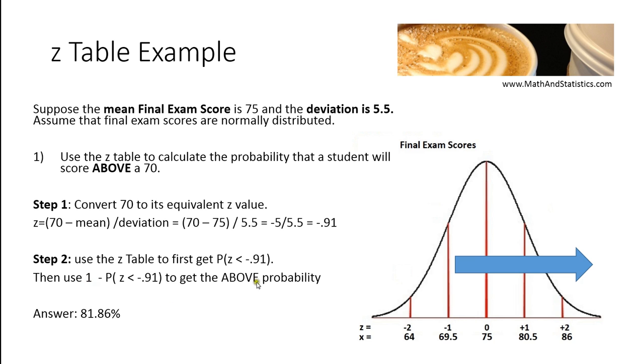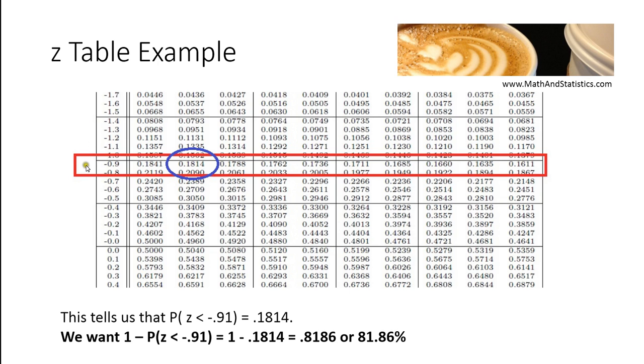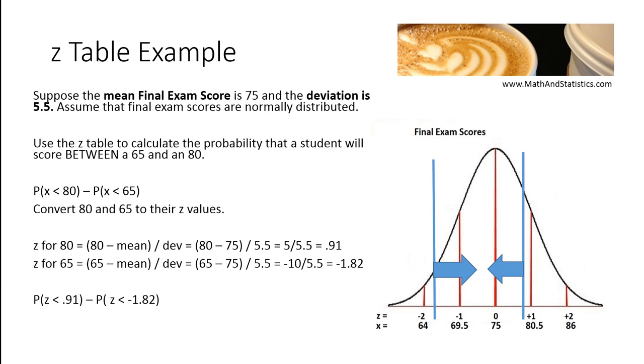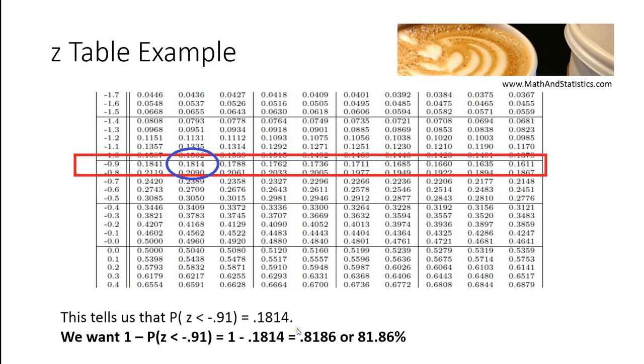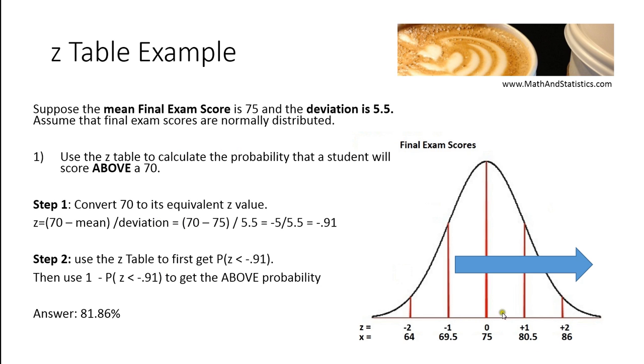Then we're going to subtract that from 1 because we want the probability above, not below. So here's our zTable. Here's our negative 0.91. That's this value here. So the probability of the student getting a score below 70 is 0.1814. That's what's over here. But we want above. To get above, we subtract that value from 1, and we discover that there's an 81.86% chance that a student will score above a 70. Little over 81%. Let's see if that makes sense.